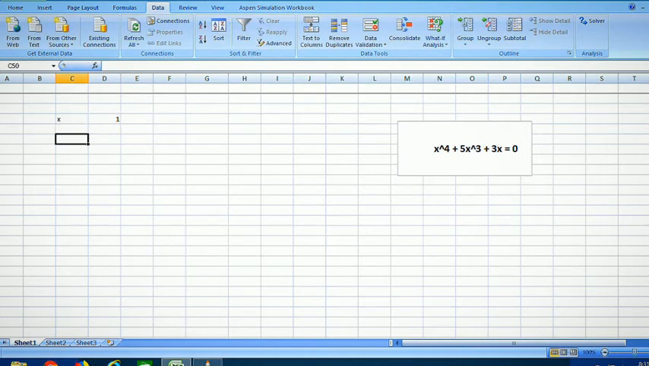So here we have an equation with x to the power 4 plus 5x cubed plus 3x is equal to 0, and we need to solve for x. So firstly we will begin with the value of x that we keep initially at 1.